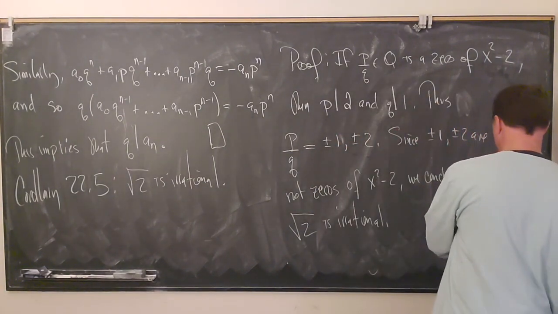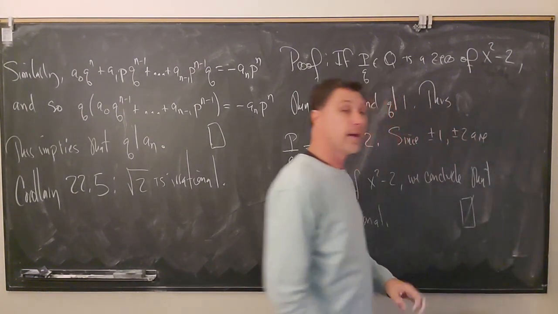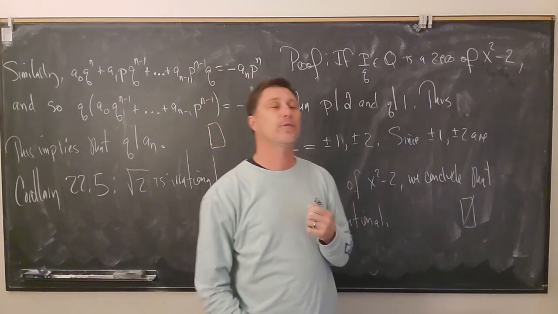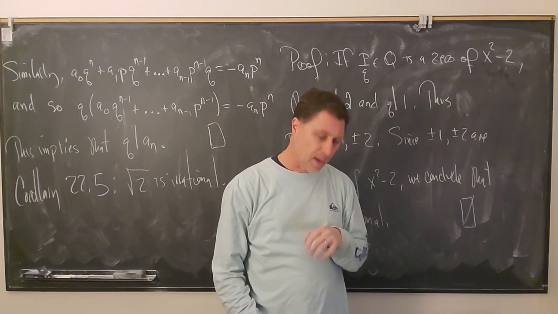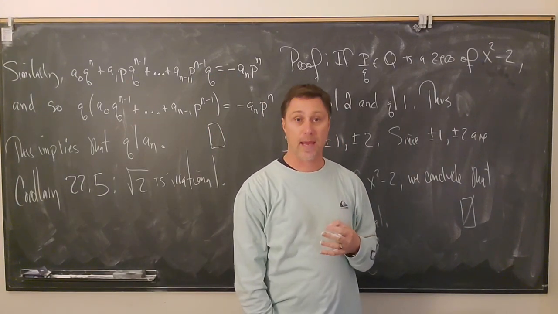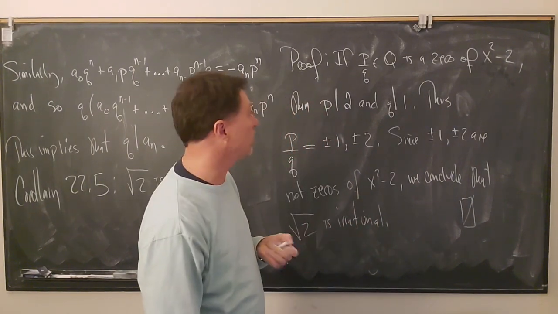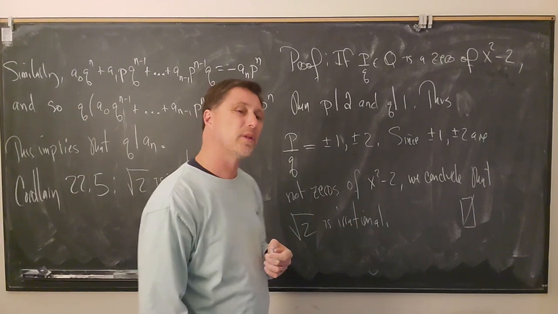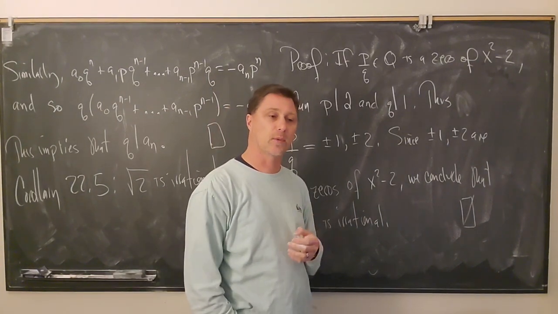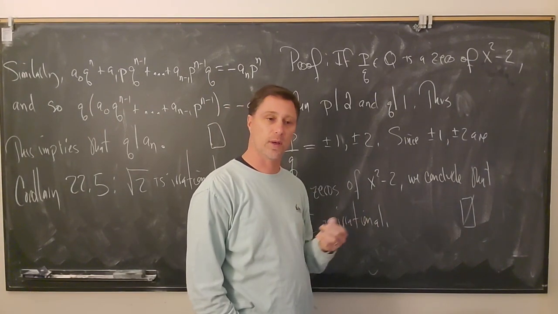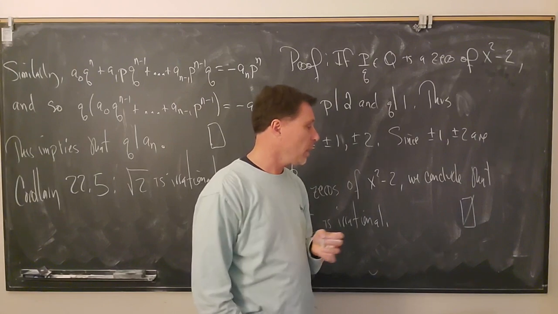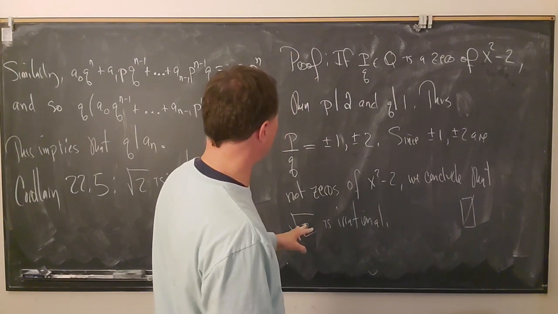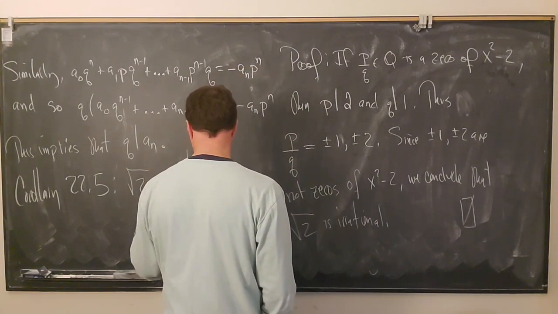All right, so that's pretty fun. And here's the nice thing. The proof that you learn in Math 248 that tells us that the square root of 2 is irrational, that proof by contradiction, doesn't really generalize to other numbers, right? 3 and 5 and so on. This proof right here can generalize very quickly.